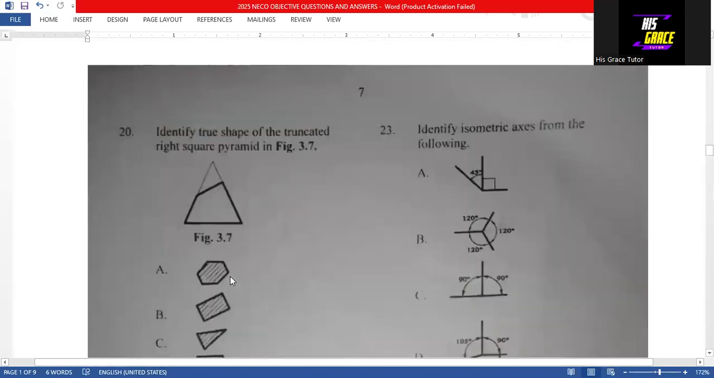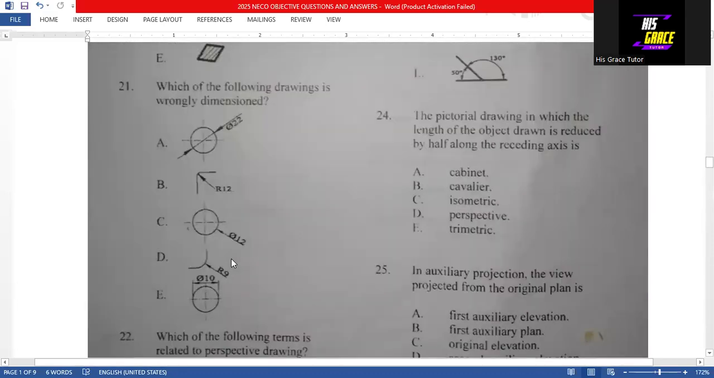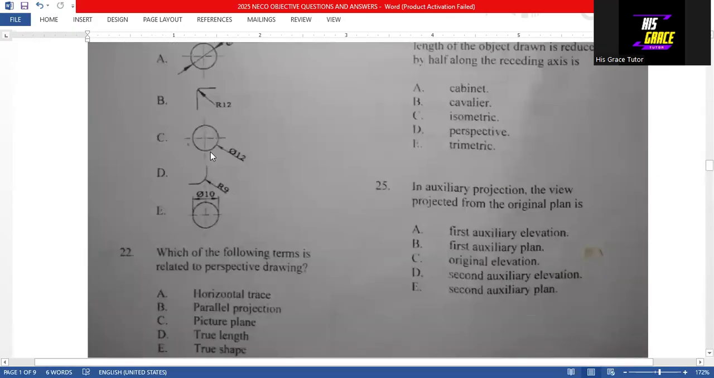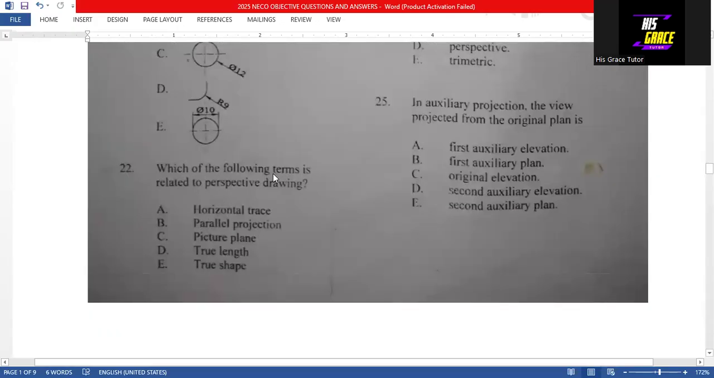Then question 21 that says, which of the following drawings is wrongly dimensioned? So the answer here is option A. Question 22. Which of the following terms is related to perspective drawing? The answer is picture plane. That is option C.